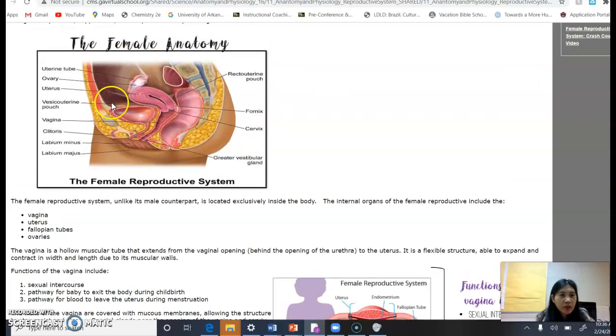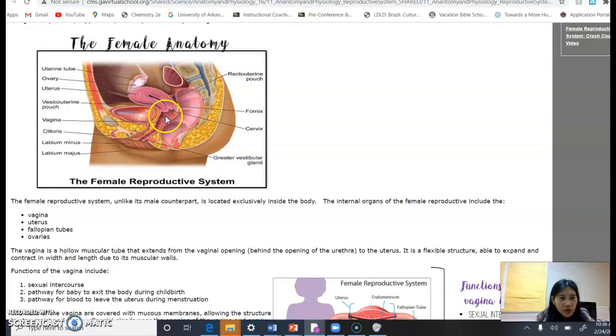this is the female reproductive system. This is the side view. This is the uterine tube. The ovary is found here. The ovary is just little. The uterus is found here, where the baby, if there's a baby, will be. The embryonic development will be in this organ, the uterus. And this is the vagina.